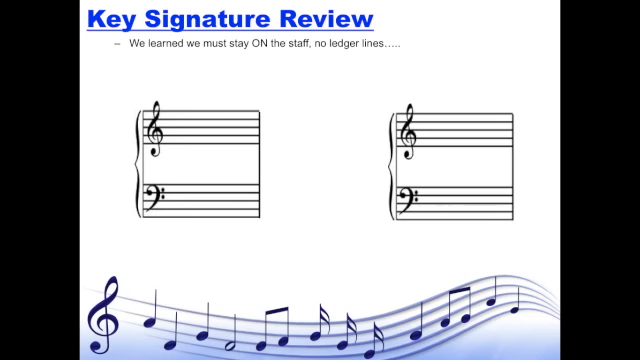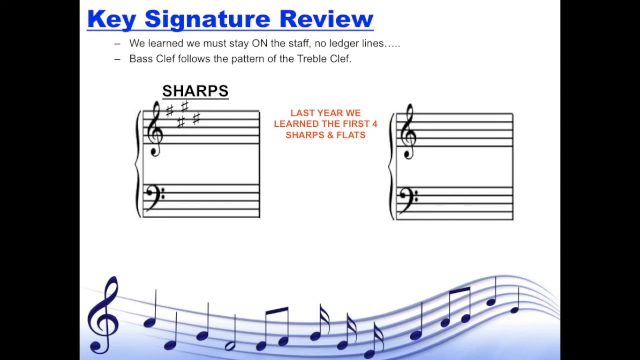So we learned that we have to stay on the staff, no ledger lines, and last year we learned the first four sharps and the first four flats and what keys they were associated with. So here's our first four sharps, and the bass clef of course follows that same pattern as the treble clef. So we're going to start at F sharp, go down to C, go up to G, and then come down to D.